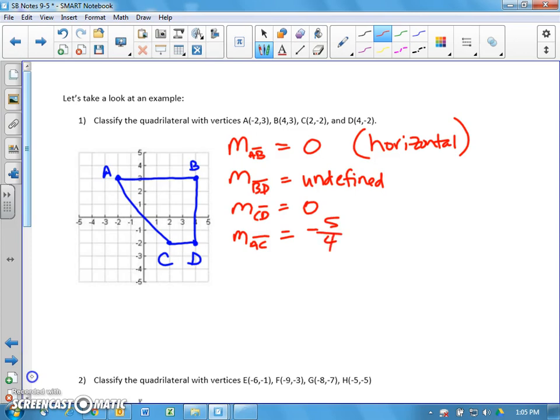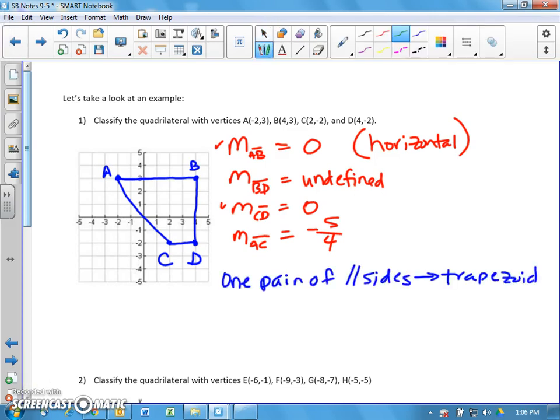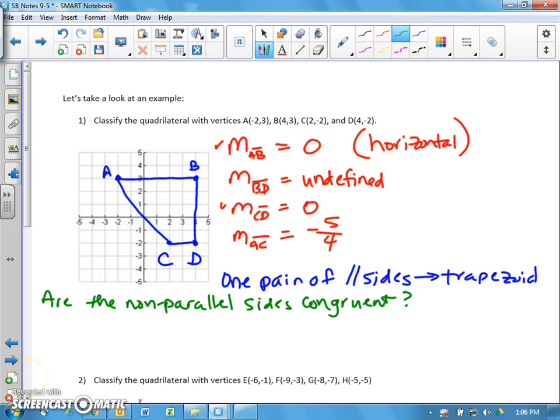The question you ask yourself now is, do I have any pairs of parallel sides? And yes, I do. I have one pair of parallel sides. So based on that, I know it is some sort of a trapezoid. The question we need to ask ourselves now is, are the non-parallel sides congruent? If they are, this would be an isosceles trapezoid.